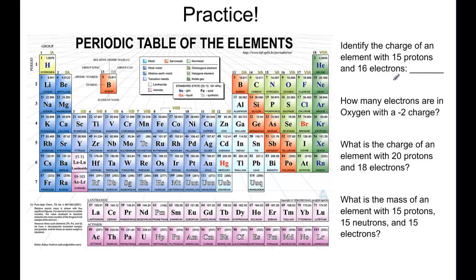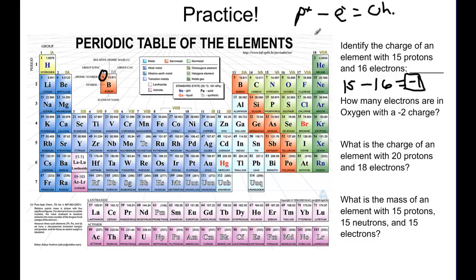Well, it has 15 protons. We know that that is the same as our atomic number from the protons video. So we can identify this as phosphorus. However, it's asking us to identify the charge. So let's use our formula. Whenever you're doing something, it's good to write the formula at the top so that you don't forget it. So protons minus electrons equals the charge. I'm just going to abbreviate this time, CH, okay? So if I have 15 protons minus 16 electrons, I get a charge of -1.